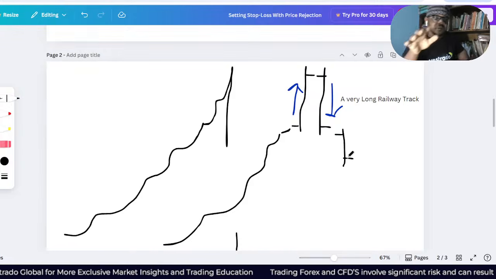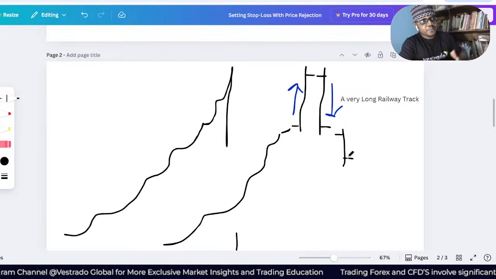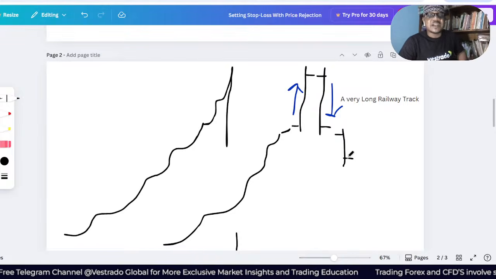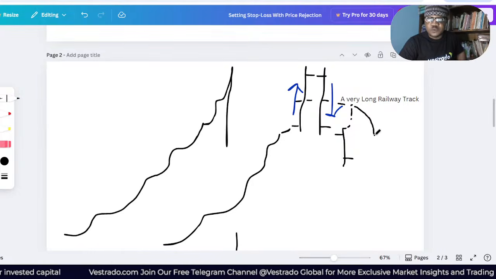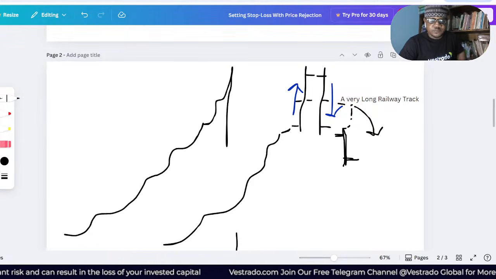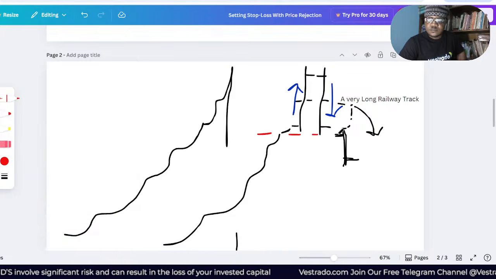Now there are two types of railway tracks: consolidative and immediate reversal railway tracks. Some railway tracks lag, meaning that before they start an immediate reversal, sometimes they could go back to retest halfway the length of the railway track before eventually headed back down. Okay? So wait for a confirmation. A clear break, significant break below this level with volumes.